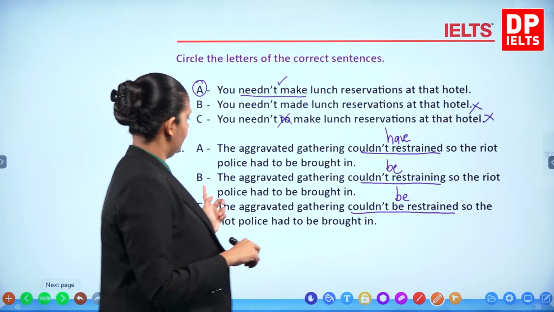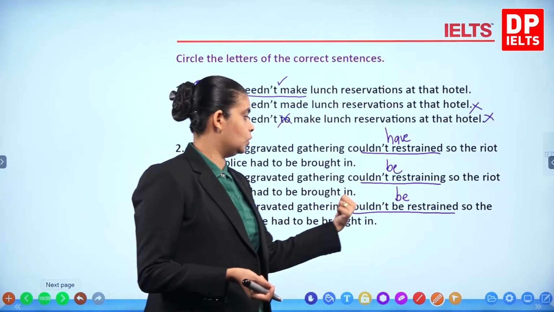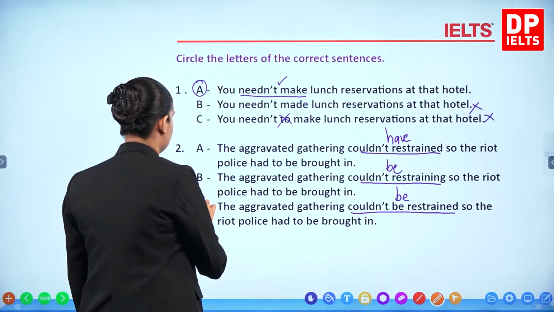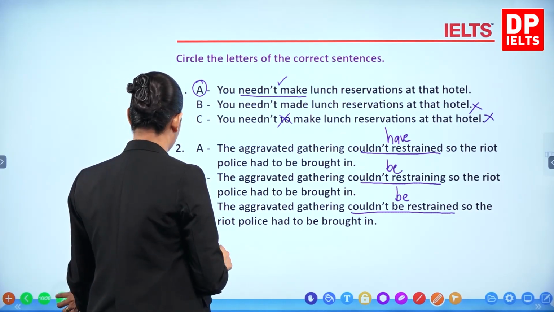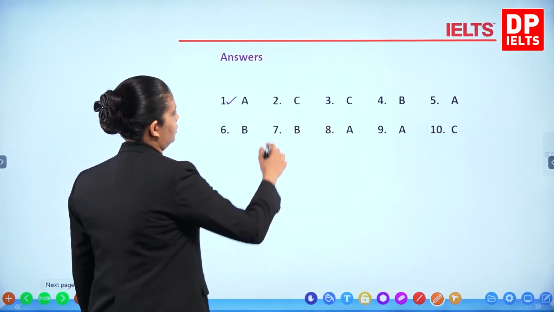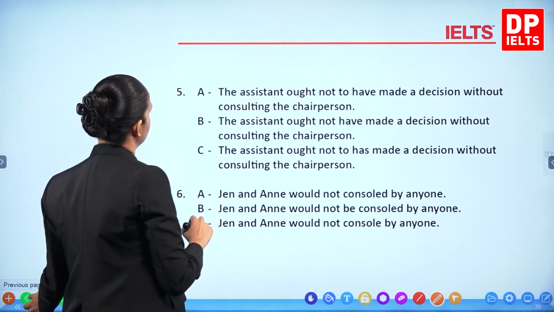Okay. Here, this is the passive form. So then, couldn't be restrained. So the correct answer is C. Let's see. We've got it correct. Next one.